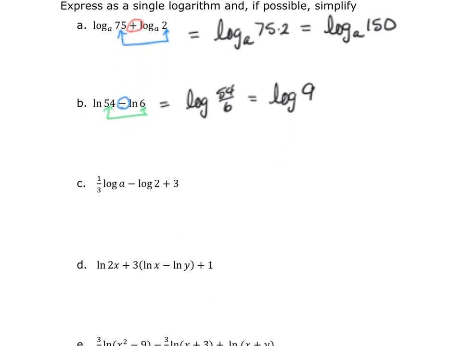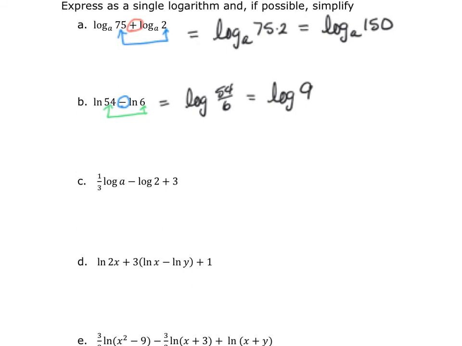In my next example, I have addition, I have subtraction, I have a power I have to deal with. Oh, and I have a lone number. We talked about how to deal with that lone number. So let's first deal with the power. That power in the front of the log of a is going to come back as an exponent. So this will be the common log of a raised to the 1 over 3, and then minus the log of 2.